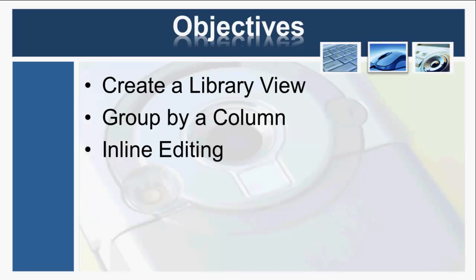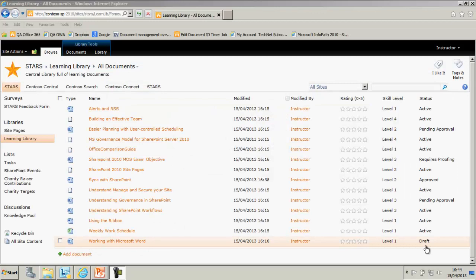Now to do this, I'm going to quickly create a view within the document library. I'm going to use the group by property to group by column and show some of the advantages of using the inline editing. So I've got a typical document library on screen, and I've added a few columns from previous videos. I've got a rating scale here, but I've also added some columns to represent the skill level of these documents. So what sort of level of audience the document is aimed at, and I've got a status that runs several workflows across a document's lifecycle.